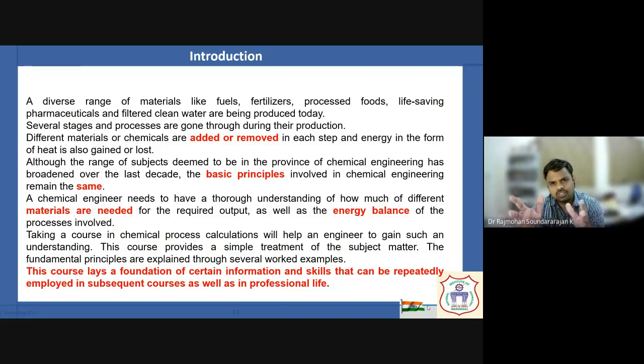All of these industries involve several stages, and there are processes which happen during the production of all these things. We should know which materials or chemicals are added into the system, or if they are formed, we are removing them from the system. In each step, removing or separating involves a cost.